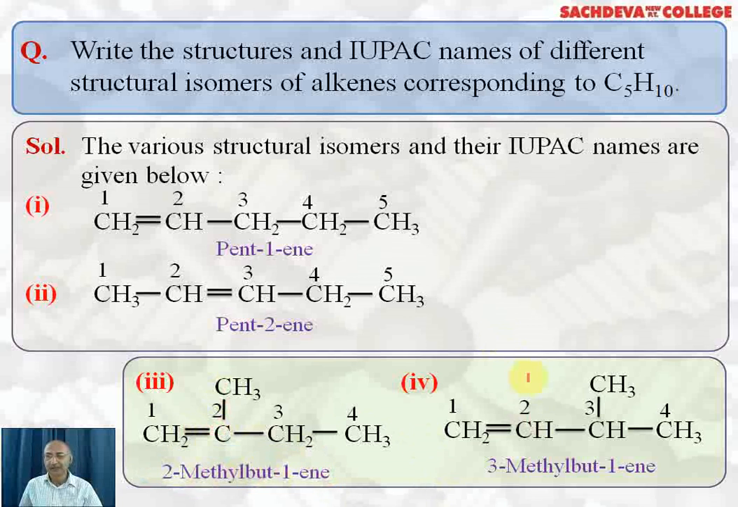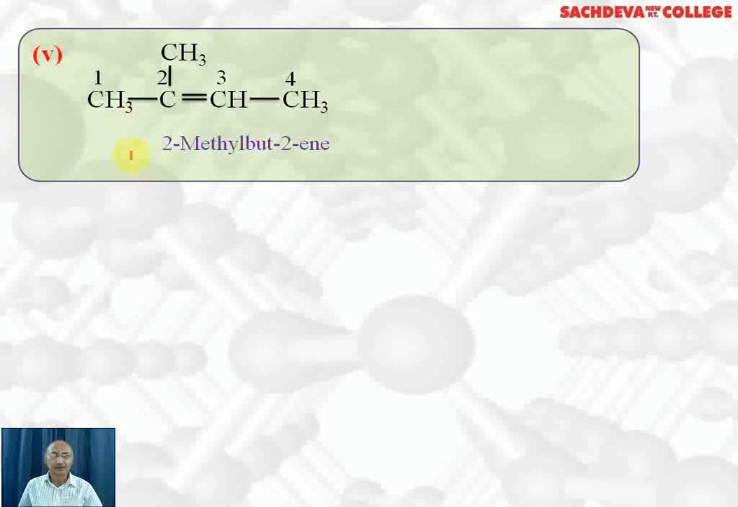Now we shift the methyl group to the third carbon atom, so this will become 3-methyl-but-1-ene. For the last isomer, the double bond we have shifted to the second carbon, the methyl group remains at the second carbon, so we call it 2-methyl-but-2-ene. These are 5 isomers of C5H10 and all are alkenes. Although cyclic isomers like cyclopentane and methyl-cyclobutane are also possible, the isomeric alkenes are the 5 structural formulas we have given.